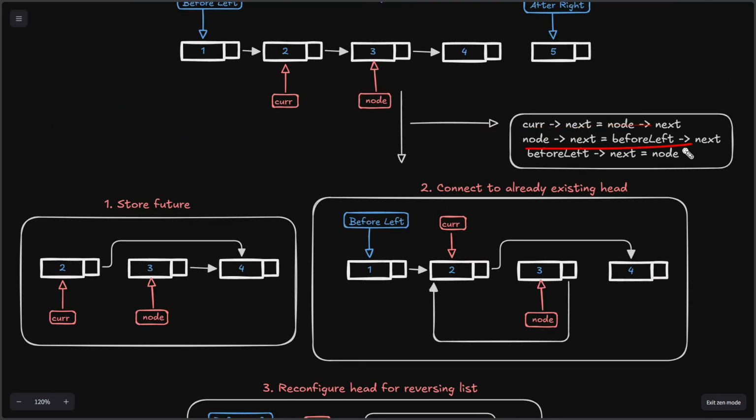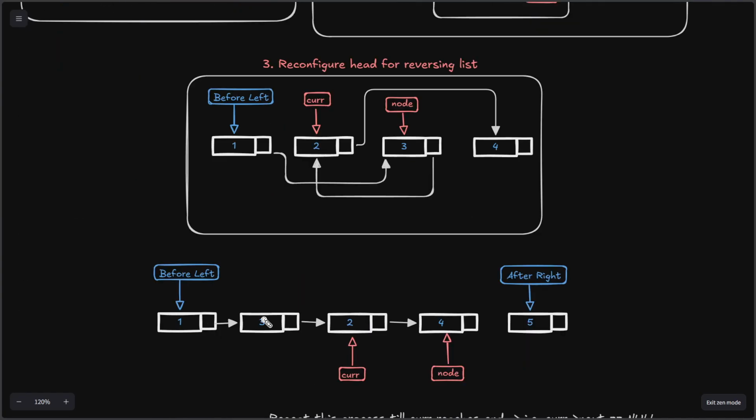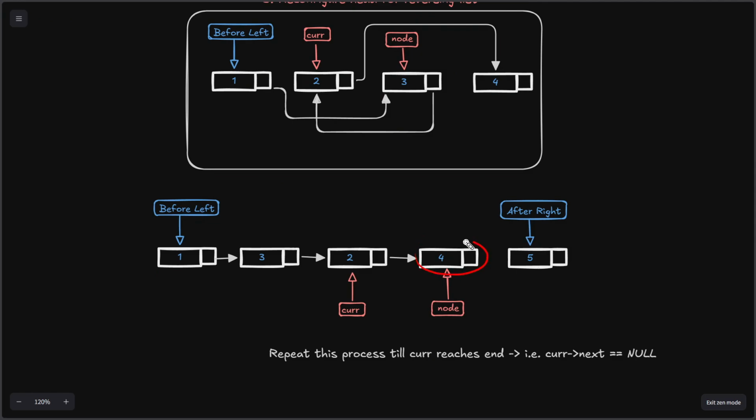So it should look like this in code. Okay, we'll code it later. And after all this, we can see we have successfully inserted one of the nodes at the head. Now again we are going to do this for 4. So repeat this process till current reaches the end, or you can say current next is equal to null.